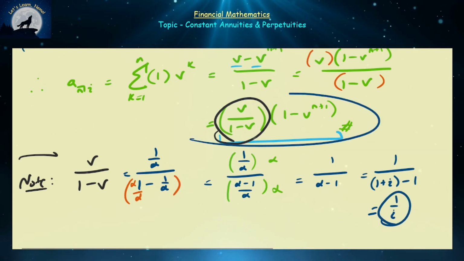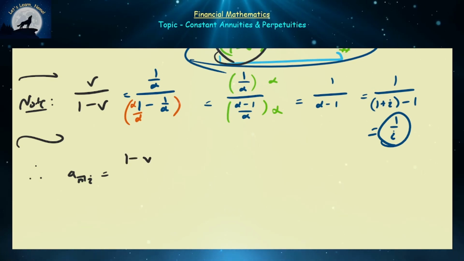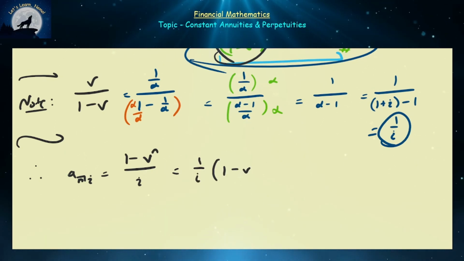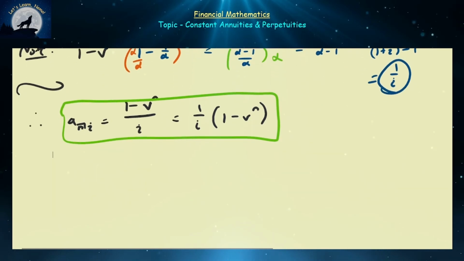Then we can go back to this expression and simplify it quite naturally. So what we have as a final result is that the present value of an annuity immediate will be just equal to 1 minus nu to the n all over i. And you could, of course, equivalently write that as 1 over i times 1 minus nu to the power of n. Right? So it's a very natural and beautiful result.